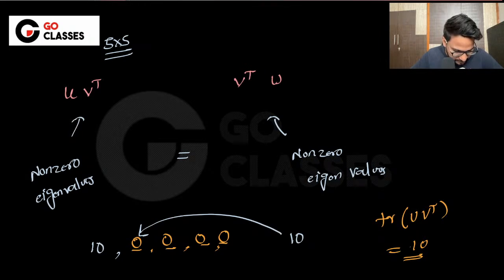So someone is asking, sir, can we say that if a matrix with dimension n cross 1 is multiplied with another matrix, we will be having only one non-zero eigenvalue? Yes, that is correct. So that's a nice observation.